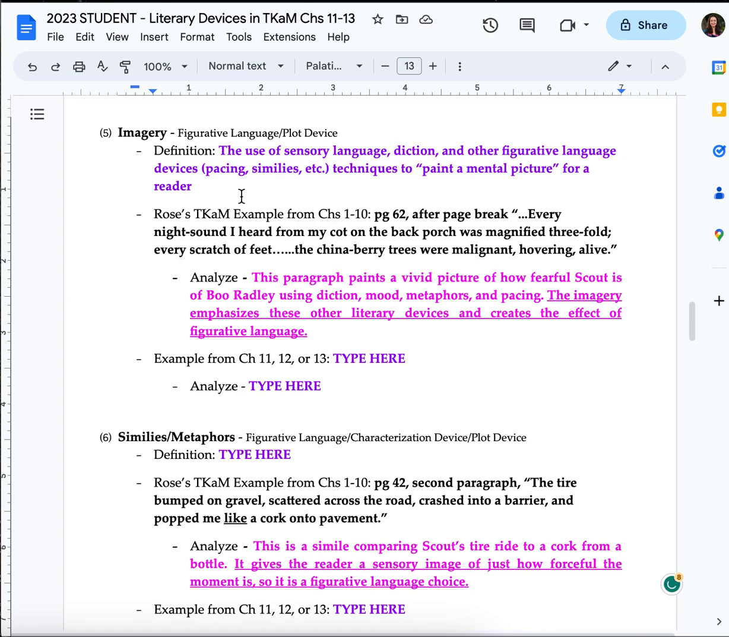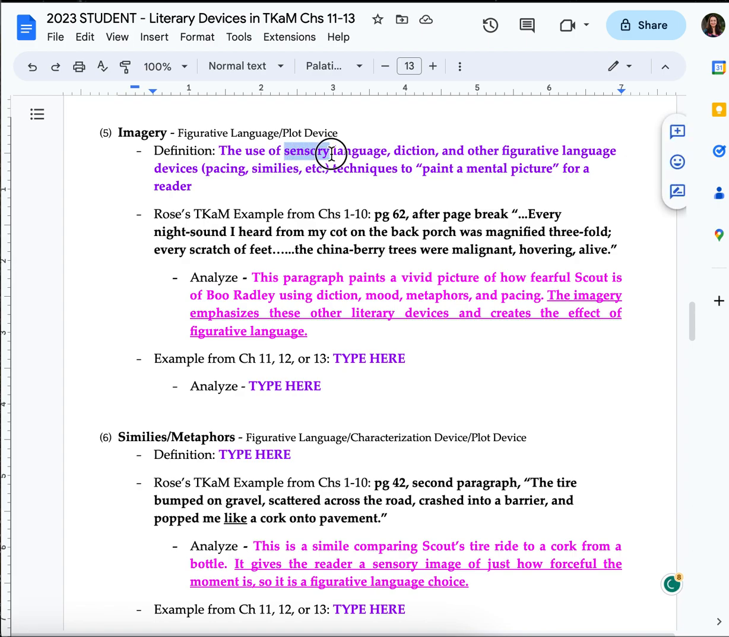And we're back. The use of sensory language, diction, and other figurative language devices, which include things like pacing or similes, etc. So the use of literary devices in their own right as techniques to paint a mental picture for a reader.